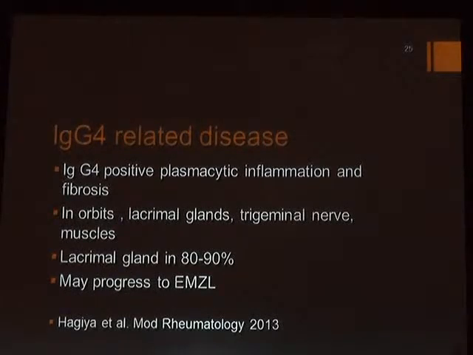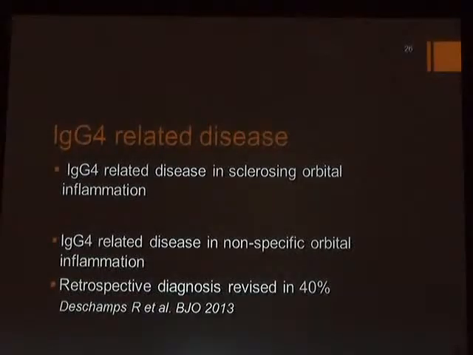IgG4 related disease, I've tracked it together with this because now it's found that more and more orbital inflammatory disease is also associated with immunoglobulin G4, particularly in plasmacytic inflammation and fibrosis. It may involve the lacrimal gland in 80 to 90% of the patients and may progress to lymphoma. In fact, it's so common, previously unsuspected. There was a group who went back and looked at their old slides of, quote-unquote, non-specific orbital inflammation, and they had to revise their diagnosis in 40% of the cases, finding that it was actually IgG4 related disease.